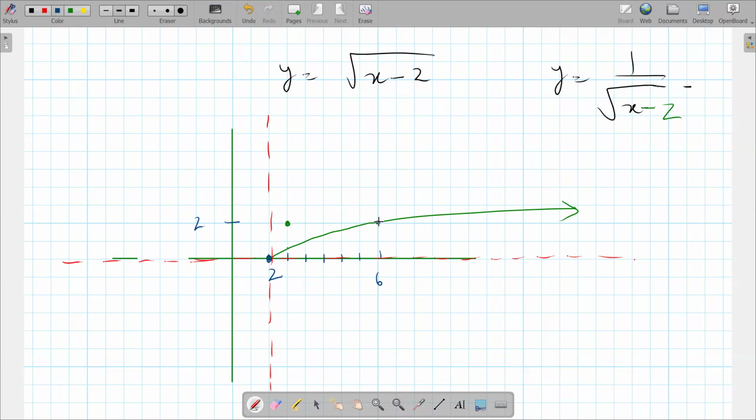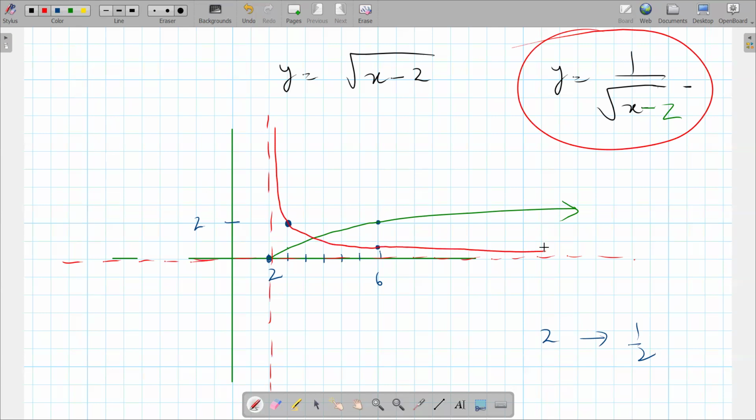What about here? The y value here is 2 for the main function. What would it be for the reciprocal function? 0.5, right? 2 becomes 1 over 2, which is 0.5. So this point comes down here. So for our very rough sketch, we know there's an asymptote on the x-axis. It would look something like this. Cool? So that's how you do reciprocal functions.